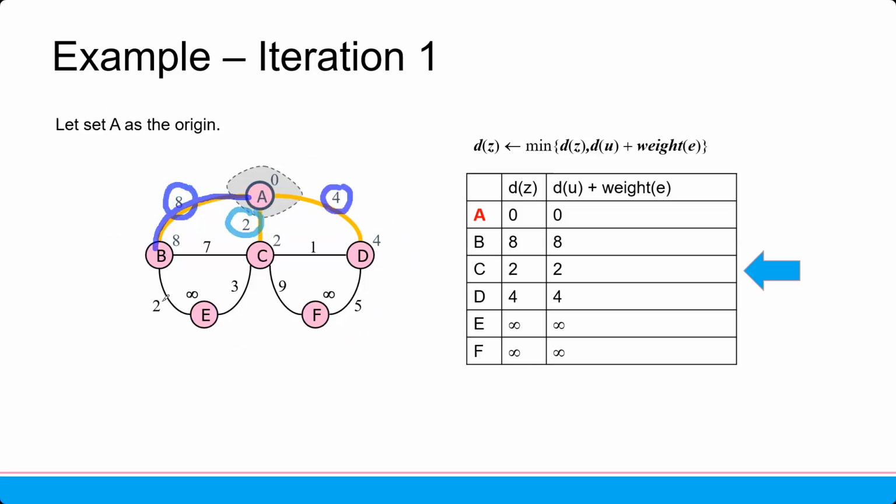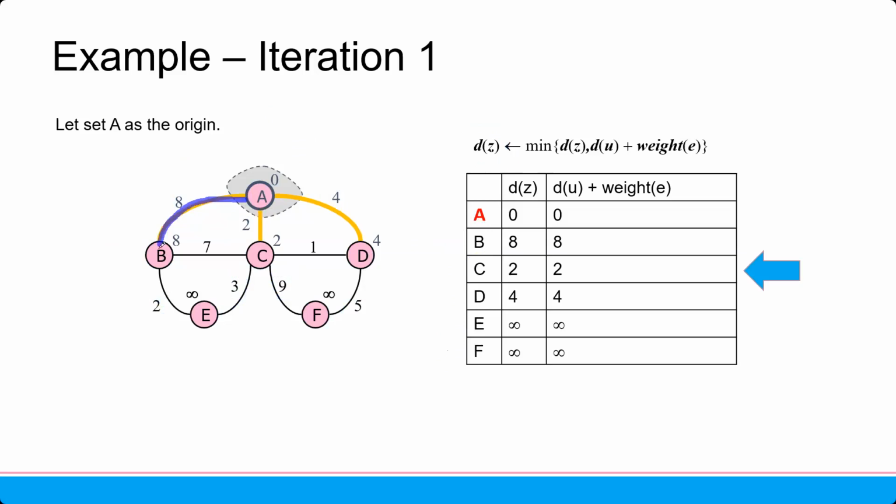From B to E, we have the value 2. From C to E, we have the value 3. From C to F, we have value 9. And from D to F, we have value 5. Then we are going to check d(z), the distance from the origin. Let's say this is the starting point to all the vertices. So we are going to check from A to B, C, D, E, and F. From A to B, what is it?